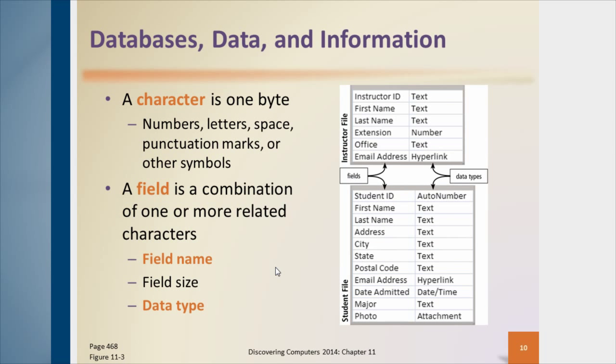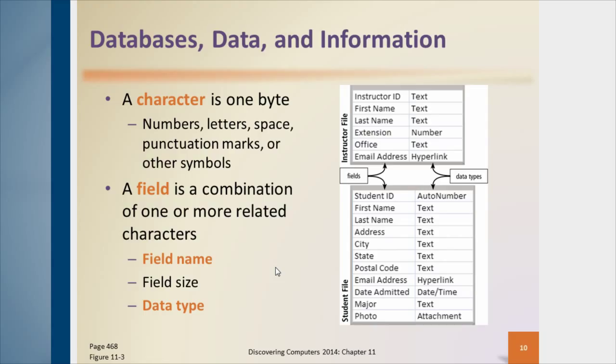So how do we build up all that stuff? Well, let's start at the very smallest and lowest layer that we can. We start out with a character. A character is represented by a single byte, and it can represent numbers, letters, spaces, punctuation marks. The key is it's going to represent one individual character.